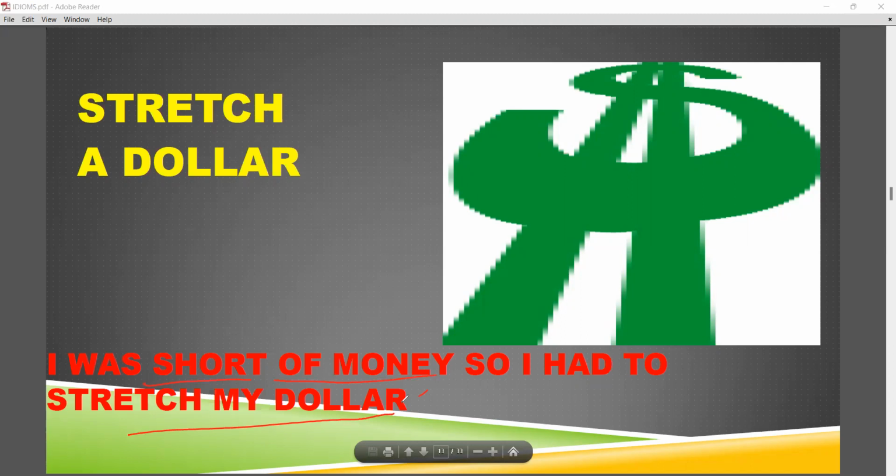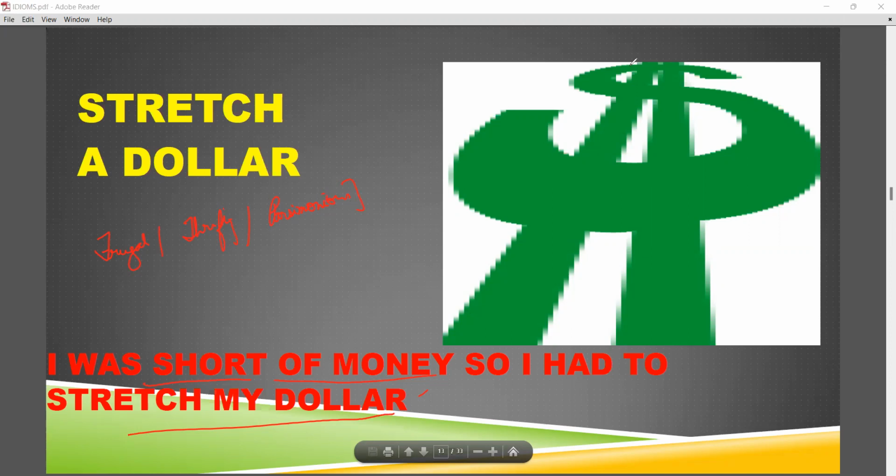So stretch a dollar means to be exceptionally frugal or thrifty. You can say parsimonious, miserly in short. Or else you can say to be very careful and prudent when spending money, that is, spending your money very cautiously. That is the meaning of stretch a dollar.